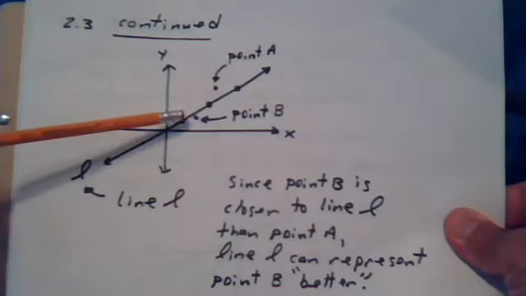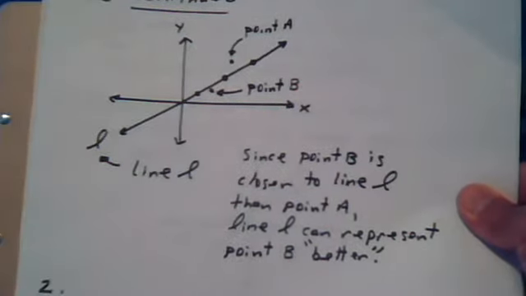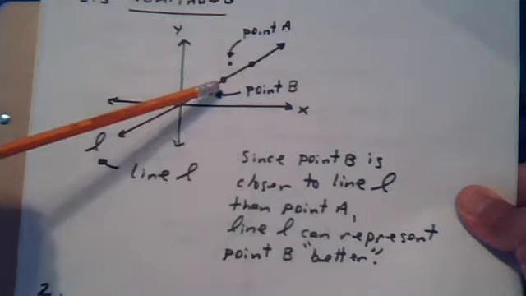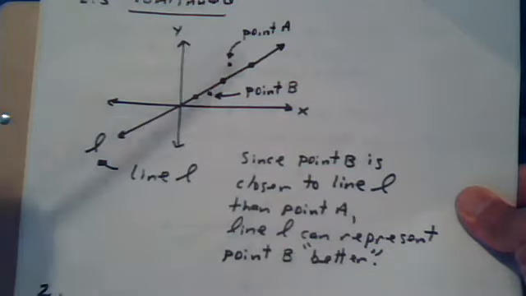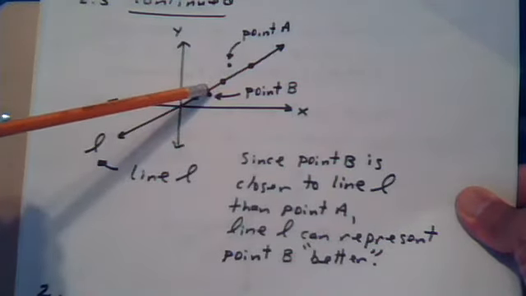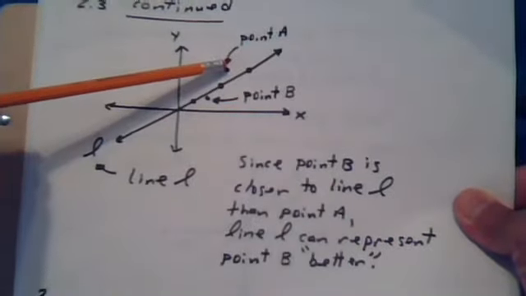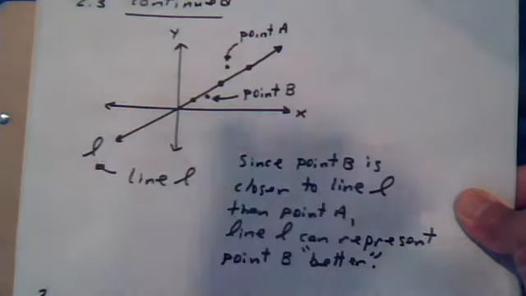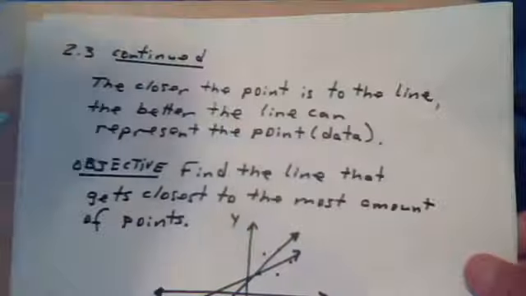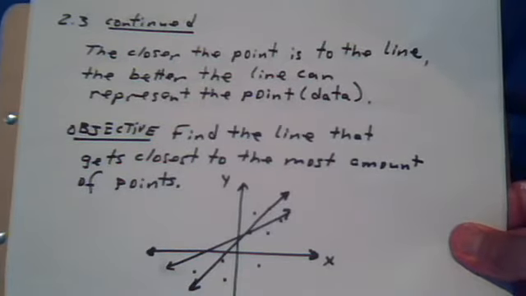These 3 points that are on the line, these 3 data points are represented by the line perfectly. The points that are not on the line are represented by the line with an error. There's an error in the representation. The closer the point is to the line, the better the line can represent it. And the further the point is away from the line, the less the line can represent it. The closer the point to the line, the better the line can represent the point.